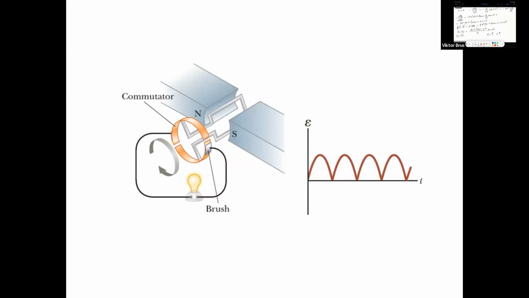However, that's already an example of how you can change the design of this electrical generator in order to go from alternating to DC current generation.